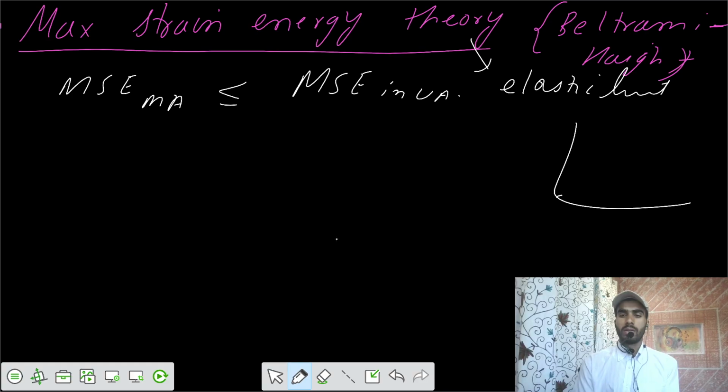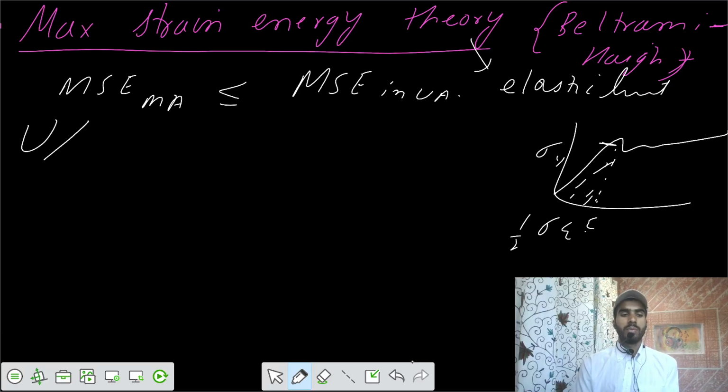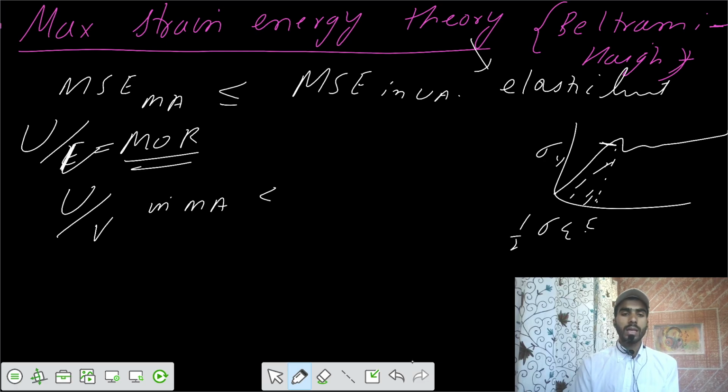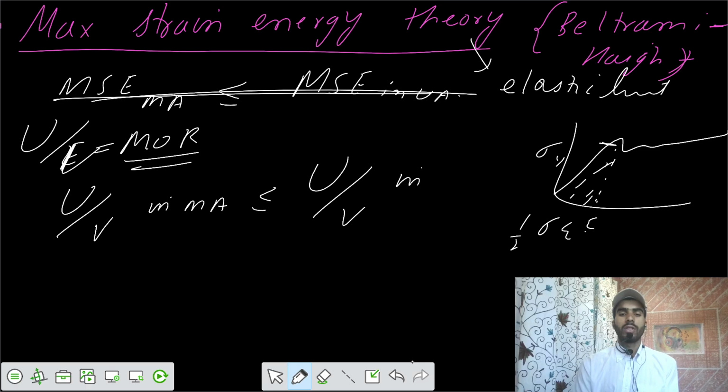So you have that curve. It says that this is our curve, and it goes only to the elastic limit. Then we have that area, stress, strain. Then we write half of stress into strain. So it says that maximum strain energy, or we can say strain energy per unit volume, that is called the modulus of resilience. It says that strain energy per unit volume in multi-axial loading should be less than or equal to strain energy per unit volume in uniaxial loading.